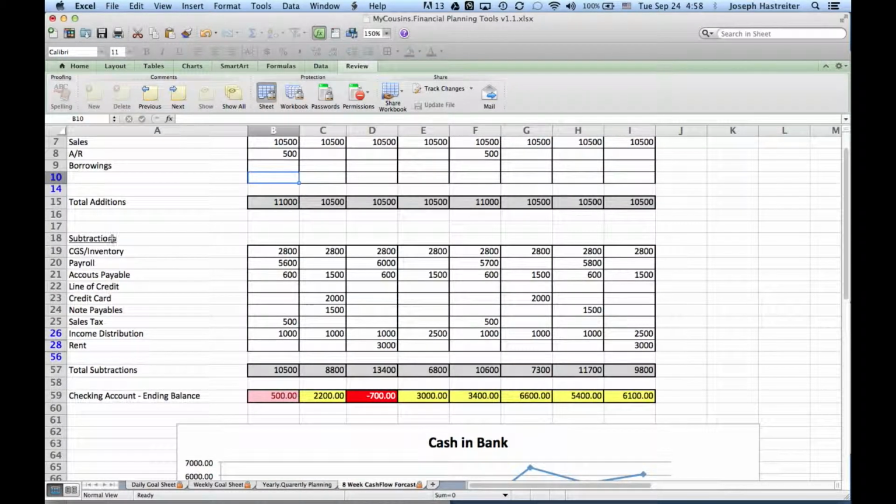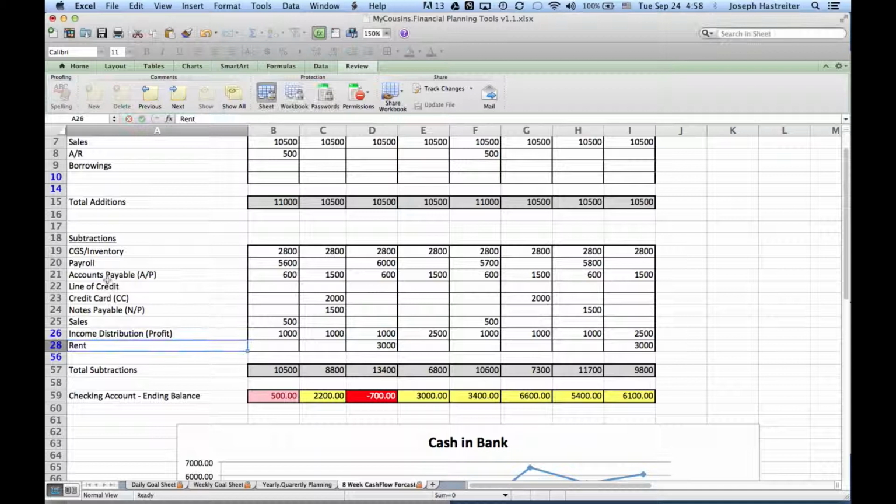So then if we go down here, we have total subtractions, and this is where we'd enter what our outgoing cash flows are going to be. So we might have cost of goods sold and inventory, payroll, accounts payable, or you could do that short for AP. Again, line of credit if you had one, credit card, an abbreviation for that might be CC. You might have notes payable, or maybe just the abbreviation NP. You have sales tax that's going to be due, and your income distribution, which would also be called your profit.